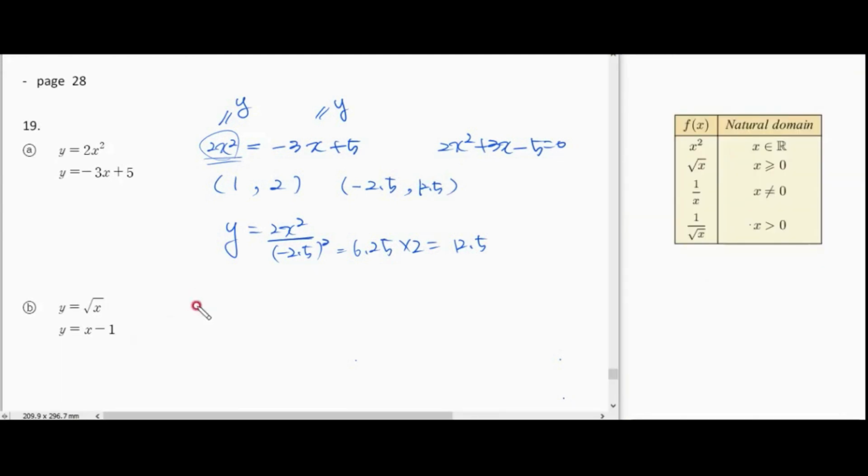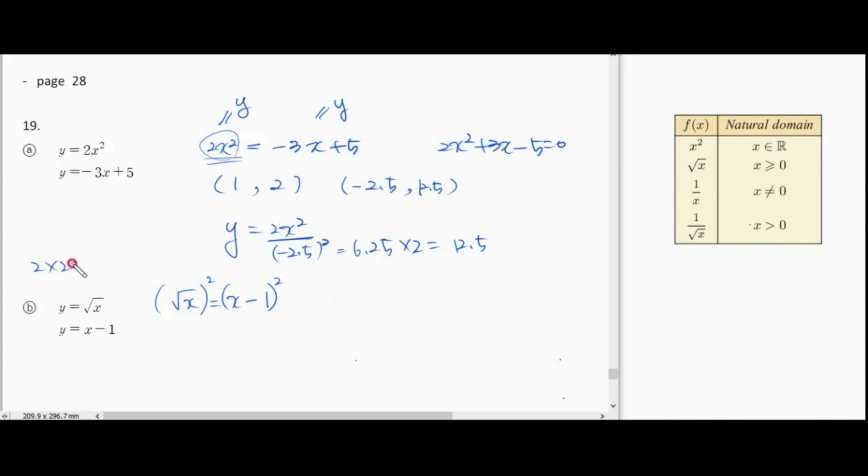Look at this one. So, root x equals x minus 1. Because there's a root, it's easier if we just square both sides. So also squaring this side and also squaring this side. And when we calculate this, this will be x, so root x.